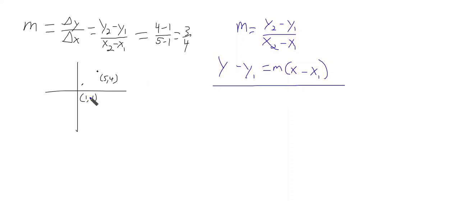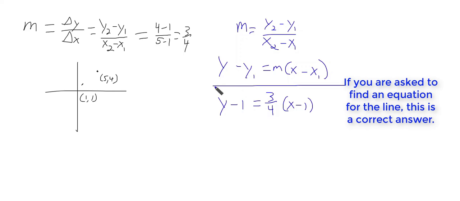Okay, cool. So now we can plug in any point we want on the line into here. We can plug in the slope. Now I personally am going to choose 1, 1 because the number is smaller, the math is a little bit easier. So y minus 1, taking this y value here, moving it over, equals 3/4 times (x minus 1). So now taking the x value, moving it over. And if they just ask for the equation for the line, this is good enough.